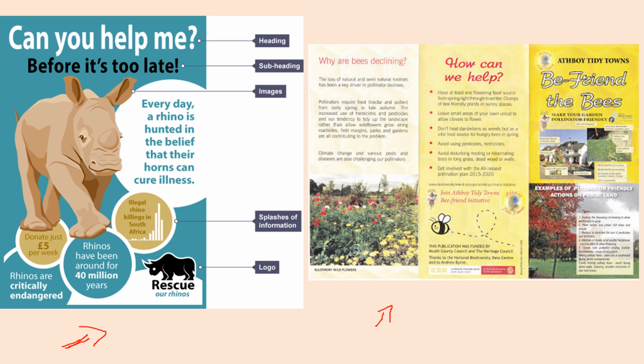So what features do you notice from this leaflet? Remember, we just went through the features of an information leaflet, and what can you find in this leaflet? You can pause, take a close look. Well done. So we can see the heading, Befriend the Bees. You can see subheadings: How can we help? Why are bees declining? You can see bullet points over here to separate the information. You can find pictures with captions.